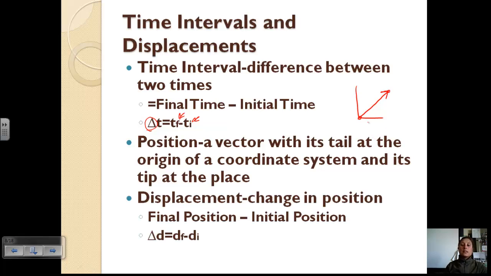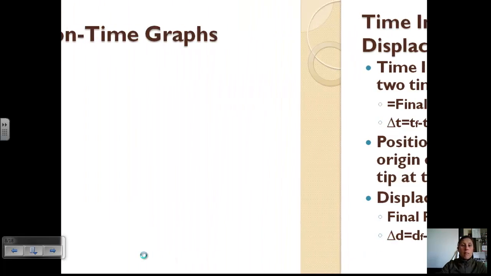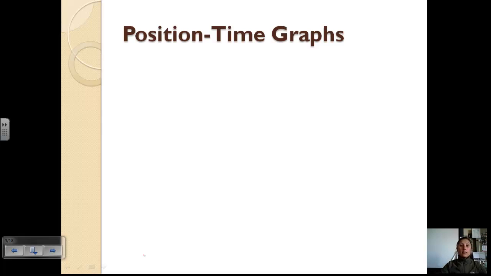Now displacement is the change in position. So again, just like time interval was the change in time, for displacement we're going to take our final distance minus our initial distance, and that gives us our change in distance, which is, again, the triangle or delta. Okay, so we can take all this information and put it on a position time graph.